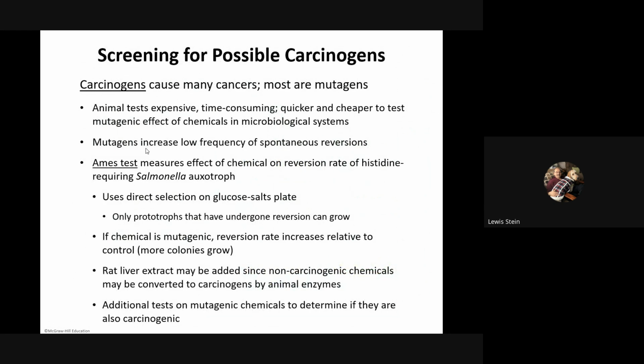So now this is the next note. This is what I talked about earlier. Cancer causers. So a mutagen that's also a carcinogen. Most of them are mutagens. They cause errors in DNA. Understand, we don't like to test.